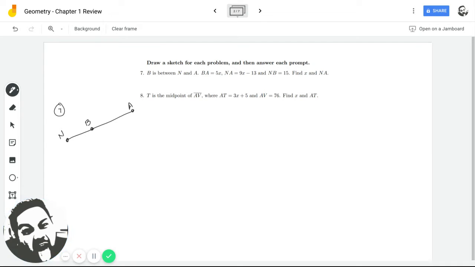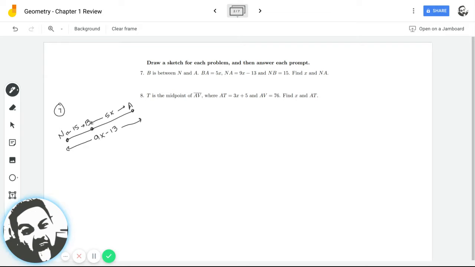All right, next, BA is 5x. So I might want to write that down. This right here is 5x. So from B to A, that's 5x. BA is 5x. NA, well, that's the whole thing. So NA, which is 9x minus 13, that's the entire segment N to A, or A to N, however you want to say it. And then finally, NB is 15. So from N to B, we got 15 right there. All right, that is my setup. I need to find x and NA.